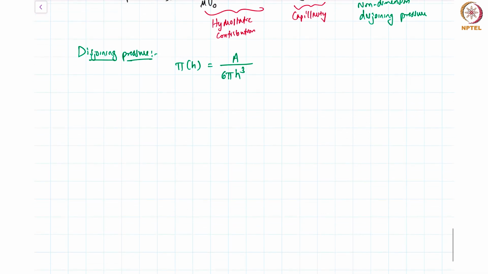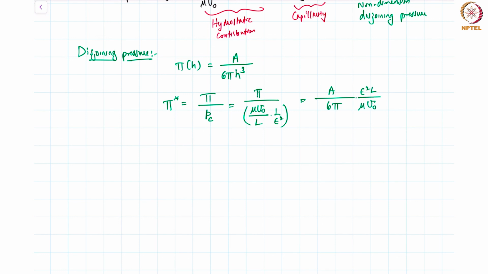So if I non-dimensionalize this, let's call this pi star. This is a pressure, therefore I can directly non-dimensionalize it by the characteristic scale for pressure that we had already used, which was mu u naught by L times 1 by epsilon square. And this essentially becomes A by 6 pi times epsilon square L by mu u naught times 1 by h cube. But this h is now a dimensional h, and therefore I'll use the tilde symbol. But we also know that the non-dimensional h would be the dimensional h by h naught.